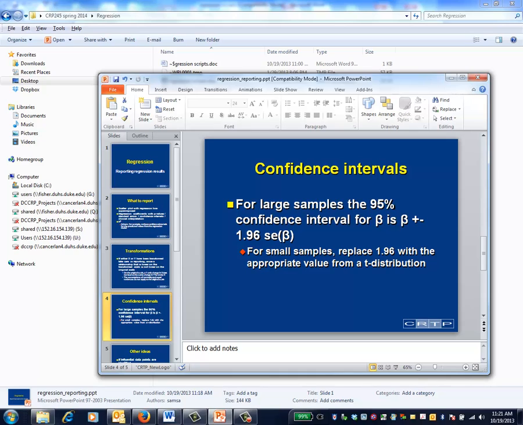Just as a reminder, for moderate to large samples, the confidence interval for the regression coefficient is based on its normality. For small samples, replace the point on the normal curve with the corresponding point from a t-distribution. The degrees of freedom for that t-distribution are the same as the degrees of freedom for error reported in the ANOVA table.